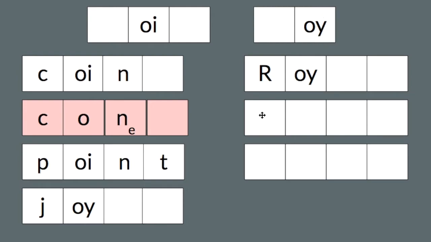Soil has 3 sounds: s, oi, l. It does say oi, and it's in the middle of the word, so we're going to use the oi pattern. S is spelled with an S, oi is spelled oi, and l is spelled with an L. Notice the difference. They both happen to be the second sound, but Roy has it as its last sound, so it's OY. Because soil still has another consonant afterwards, it's OI.